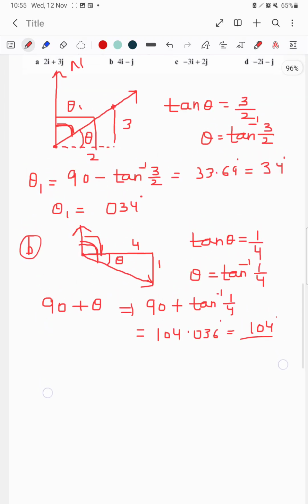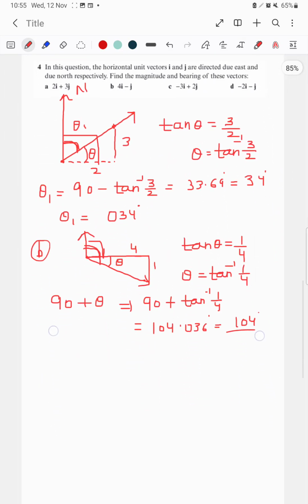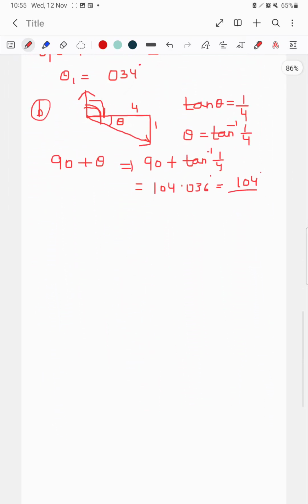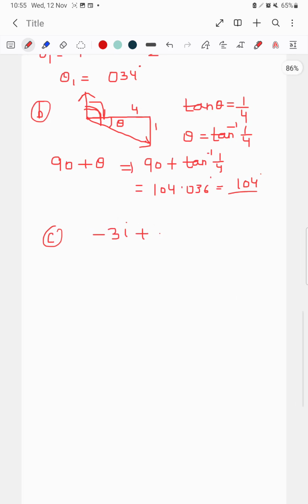Then if you have to solve the next question, which is minus 3i plus 2j. So minus 3i, this is the origin, minus 3i going to the left, then 2j, that is up. So it is something like this. Now we have to find the angle with the north, and it is in the clockwise direction. So basically I need to find this complete angle.